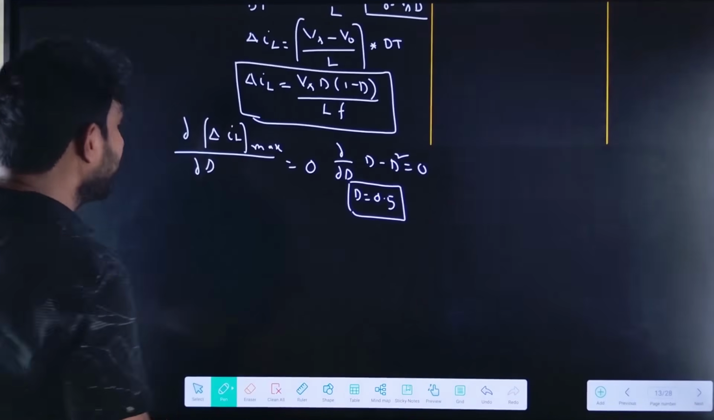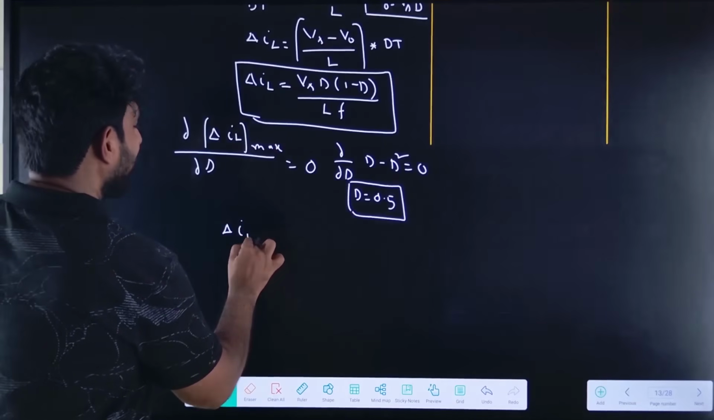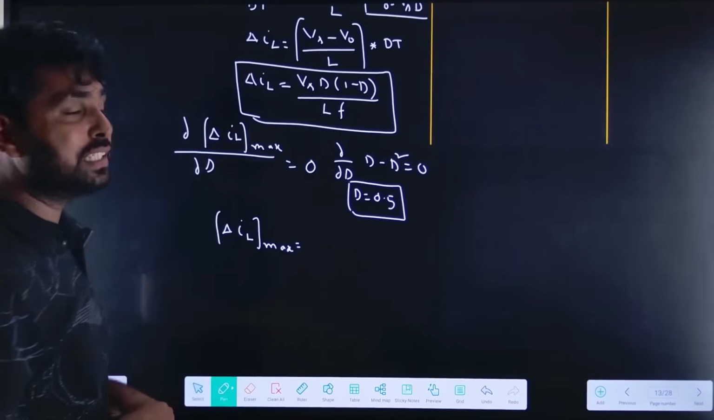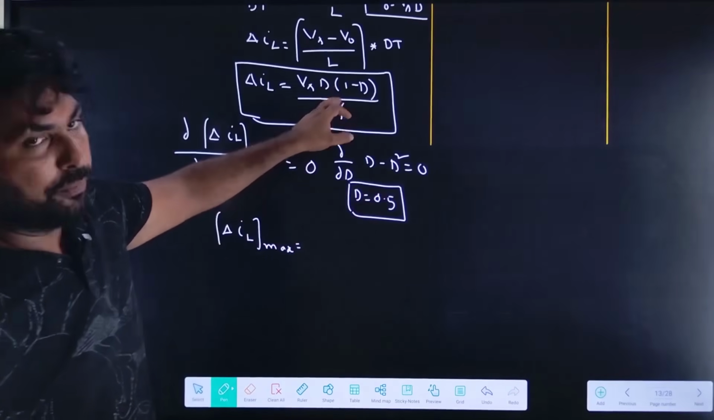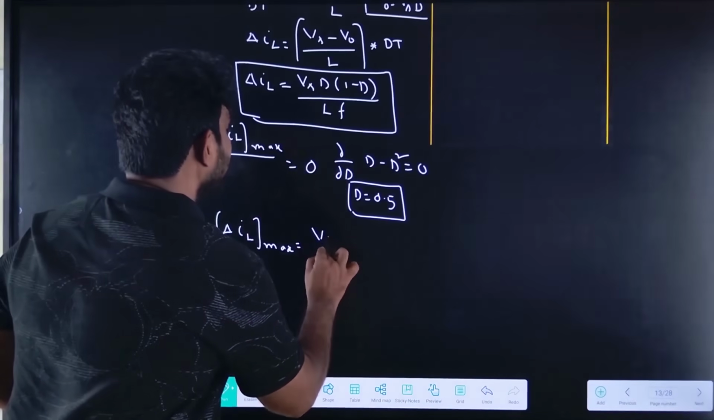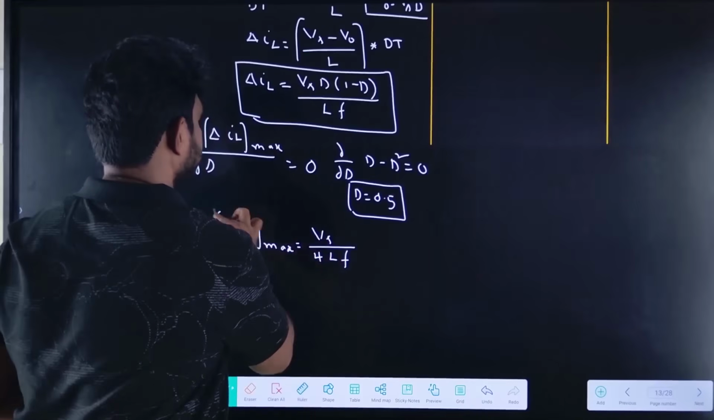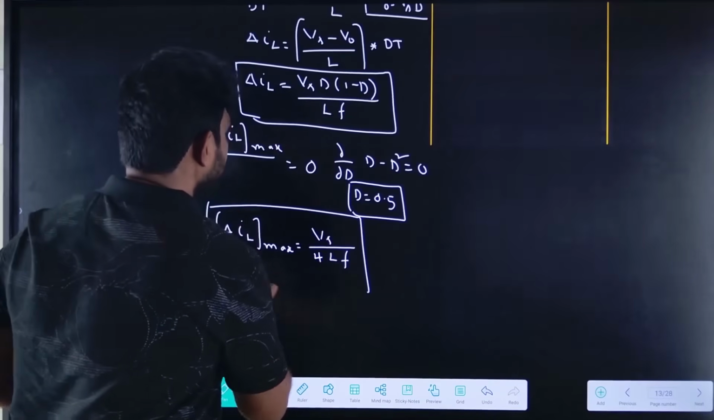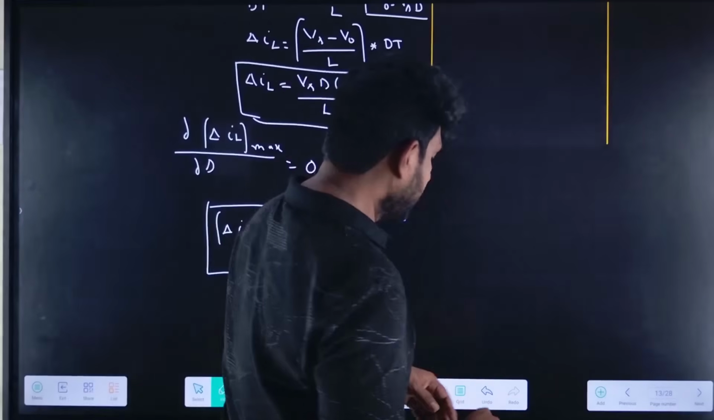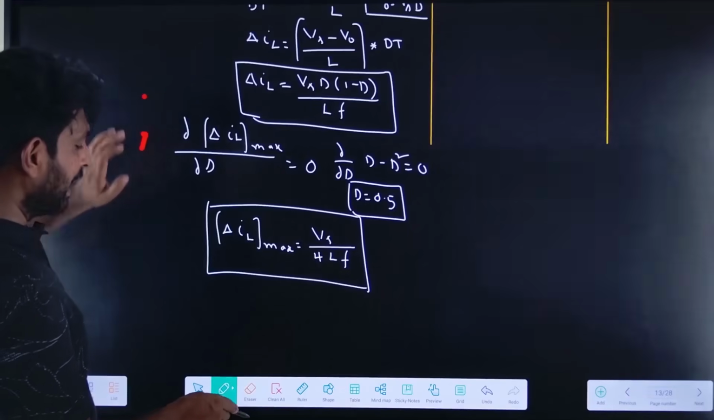So now, let us find the delta IL maximum magnitude. I need to substitute the 0.5. So that is 1 by 2 into 1 by 2, 1 by 4. That is equal to Vs divided by 4 into L into f. So we have found the delta IL maximum also.